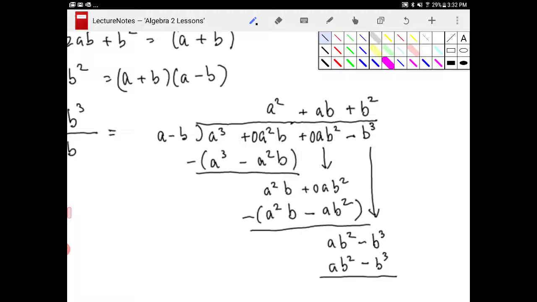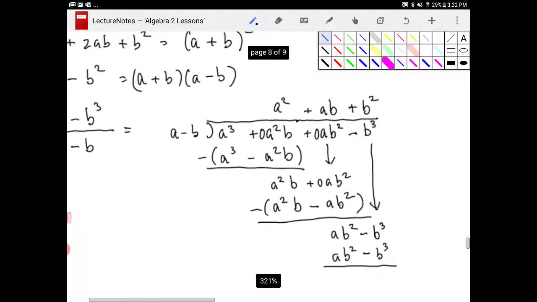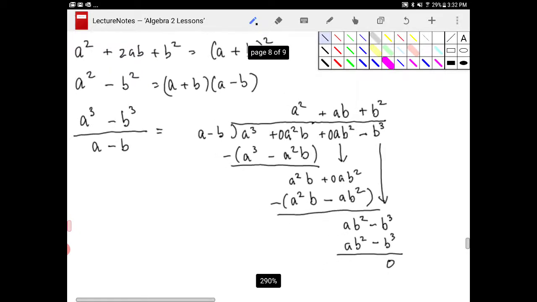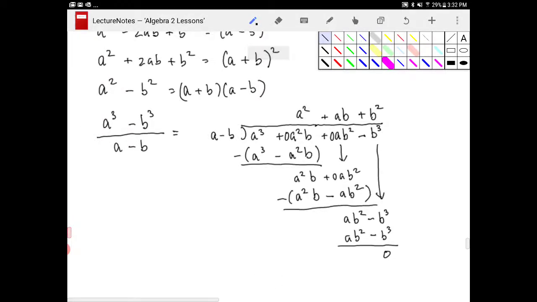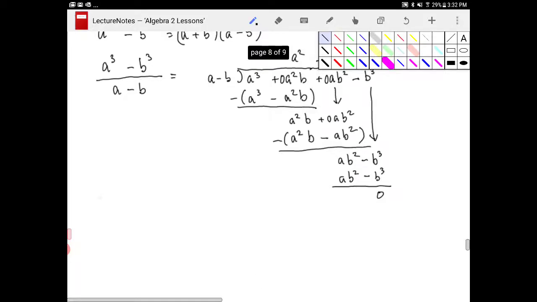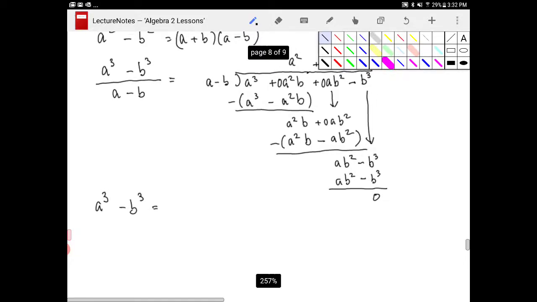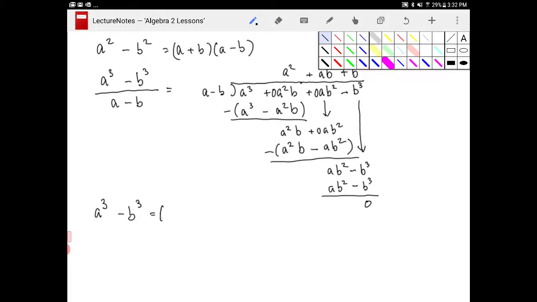And as was predicted, the remainder would be 0 because we understood that a minus b would definitely be a factor of a cubed minus b cubed. So hence, the difference of cubes will turn into a minus b times a squared plus ab plus b squared.